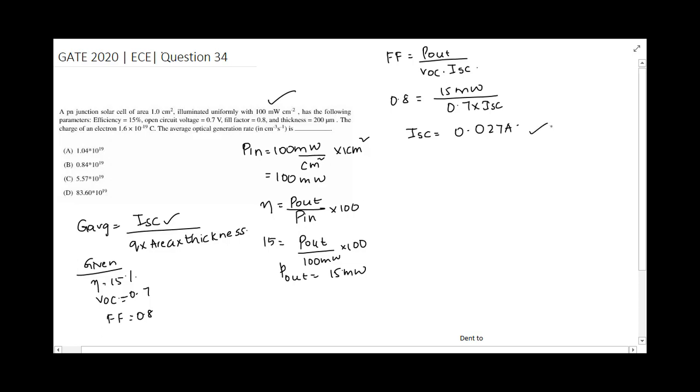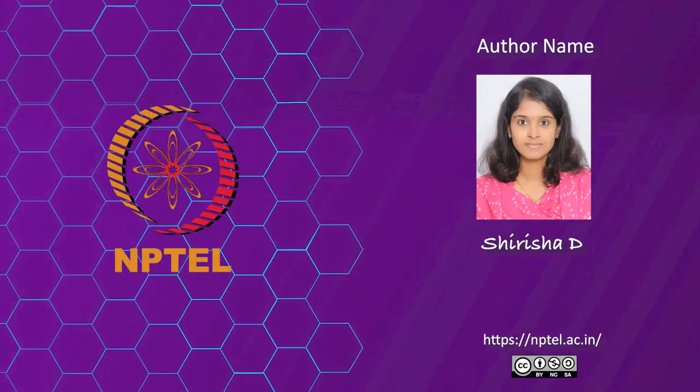So now that we have the short circuit current, let's go ahead and calculate the average optical generation rate. That would be 0.027 over 1.6 into 10 power minus 19 into area as 1 cm square and thickness 200 micrometer. And this comes around 0.84 into 10 power 19, which is option B.